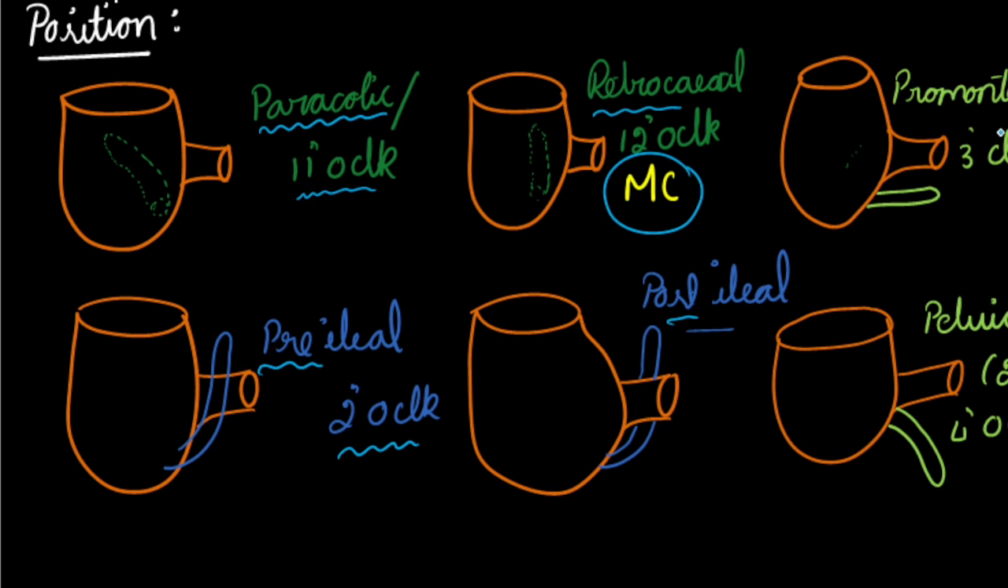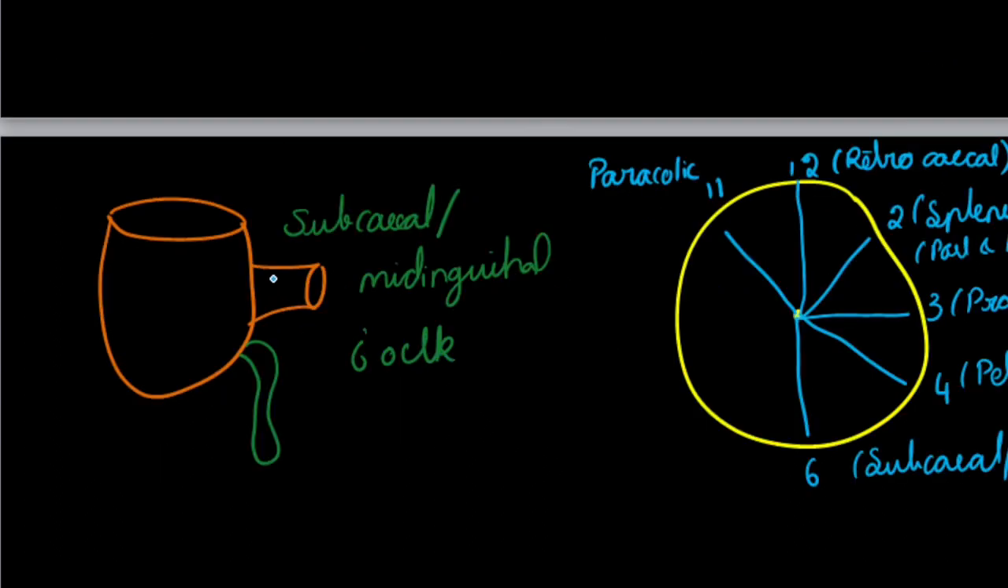And there comes the promontoric position, where the appendix goes horizontally left, and it is the 3 o'clock position. And then next comes the 4 o'clock position, which is pelvic, going towards the pelvis, and this is the second most common position. And then comes the last position of the appendix. Here the appendix is pointing towards the mid-inguinal point. So it is called the subcecal or mid-inguinal appendix, and it is the 6 o'clock position. So you can easily remember this clock to identify the position of the appendix.